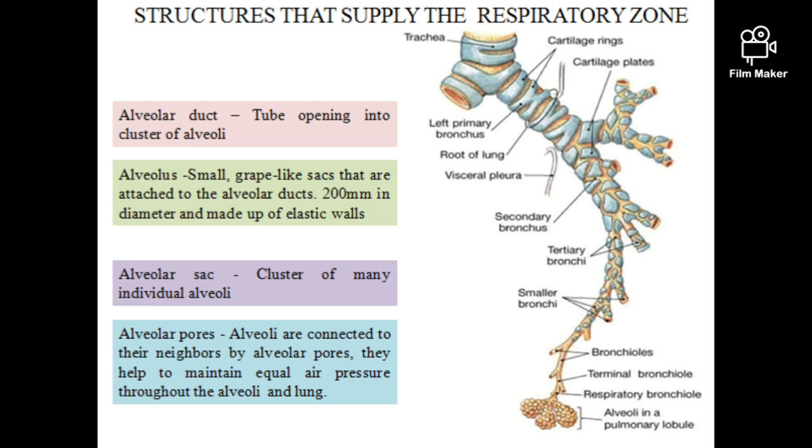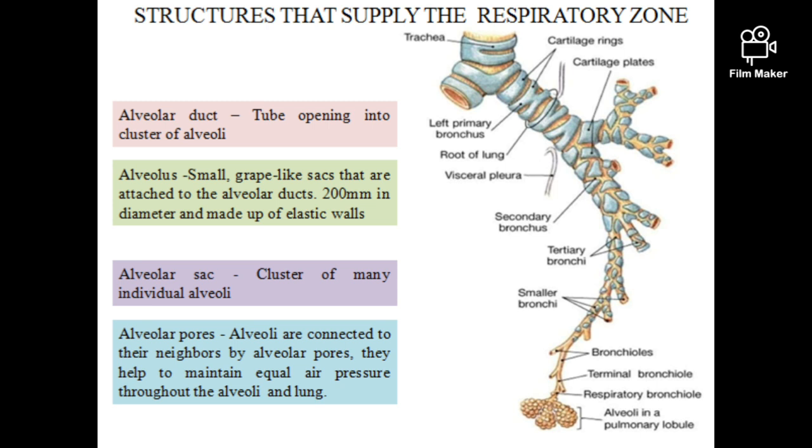Previously we discussed that the alveoli are like grapes, sacs of structure that resemble the fruit grape. So, an alveolus is a small grape-like sac attached to the alveolar duct. The gases or air enter the alveoli only through the alveolar duct, and the diameter of the alveolus is about 200 micrometers, and it is very elastic in nature. The alveolar walls are elastic in nature.